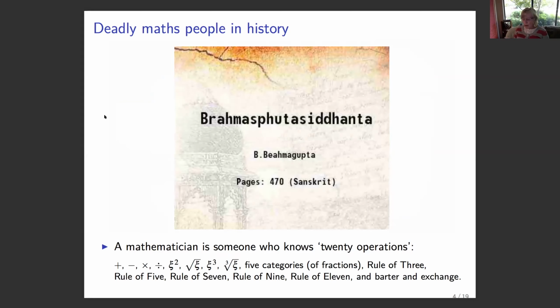And apparently in the first verse of his maths poetry, he defines what a mathematician is. Somebody who knows 20 operations: addition, subtraction, multiplication, division, square, square root, cube, cube root, 5 categories of fractions, rule of 3, rule of 5, rule of 7, rule of 9, rule of 11, and barter and exchange are the 20 operations. I think I'm sort of getting there.